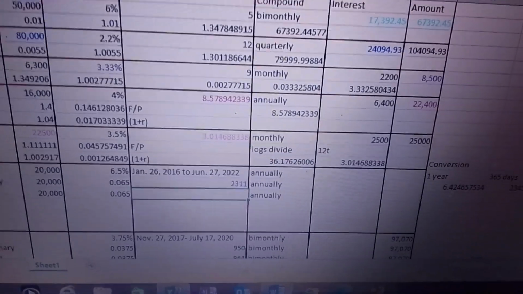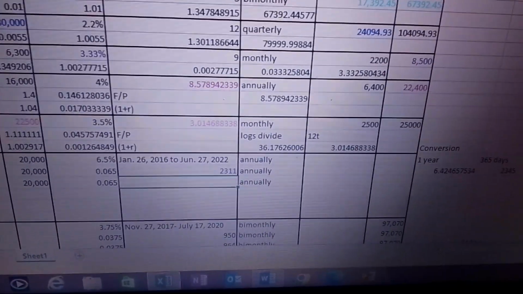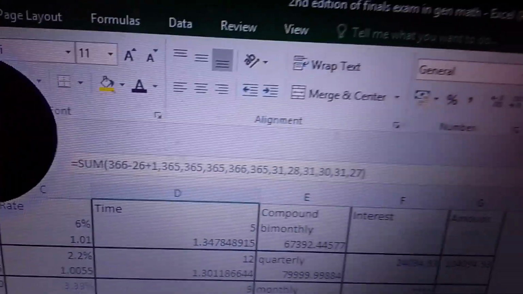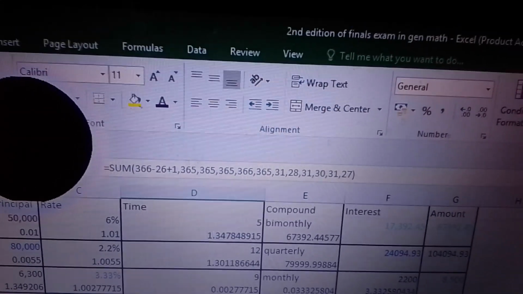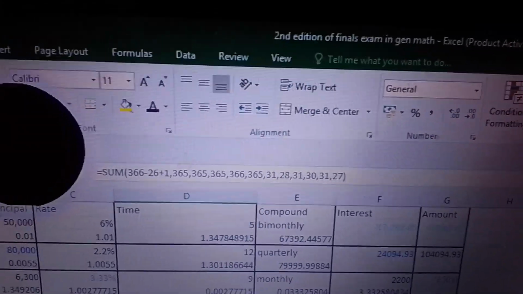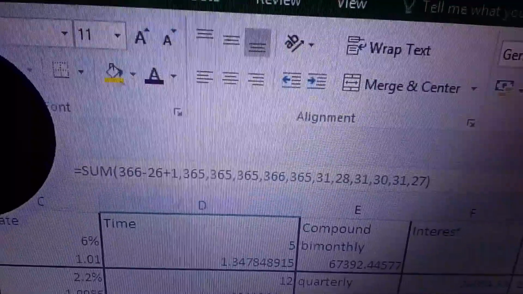On the other hand, kapag sa exact interest naman, we need to add. So we need to have the sum of this number. So we have 366 minus 26 plus 1. And that's from January 26, 2016. So 326 and then, yun nga, minus 26 plus 1. Kasi remember, minus 26 because that's January.